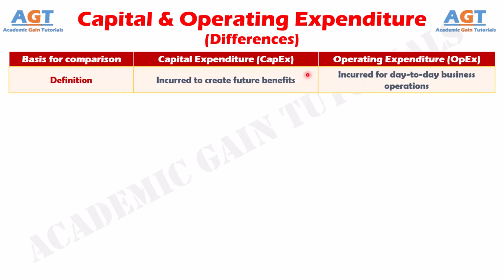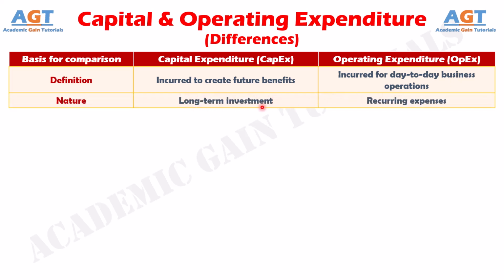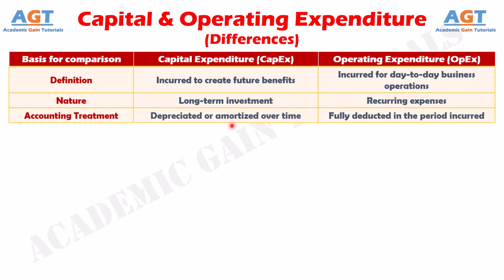Difference number 1. Capital expenditure is incurred to create future benefits, whereas operating expenditure is incurred for day-to-day business operations. Number 2. Capital expenditure is long-term in nature, whereas operating expenditure involves recurring expenses. Number 3. Capital expenditures are depreciated or amortized over time, whereas operating expenditures are fully deducted in the period incurred.